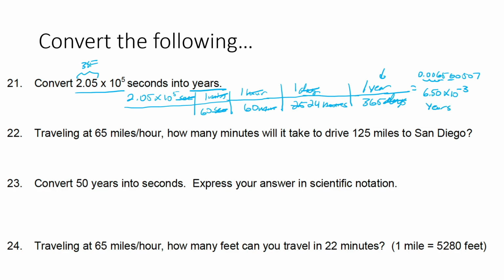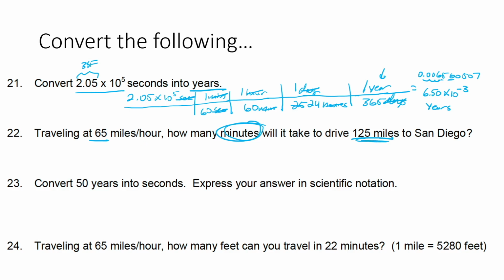Next one looks hard, but it's pretty simple, right? We're going 65 miles per hour. We want to go 125 miles. How many minutes will it take us? So again, this is one of those things where you're just trying to get rid of what you have to get to what you need, which is minutes here.